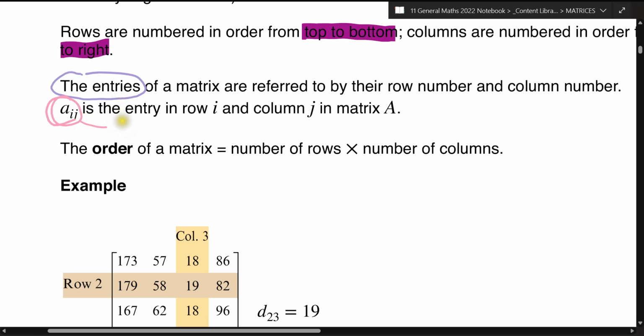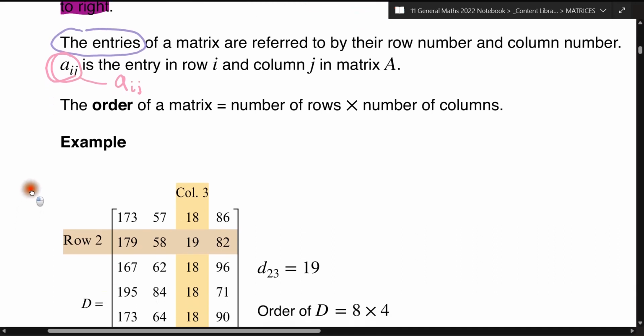It's basically the name of the matrix. So you can call it A, B, C, D, whatever. And then i refers to the row and j refers to the column. So keep that in mind when we ask you to name an entry or identify an entry.